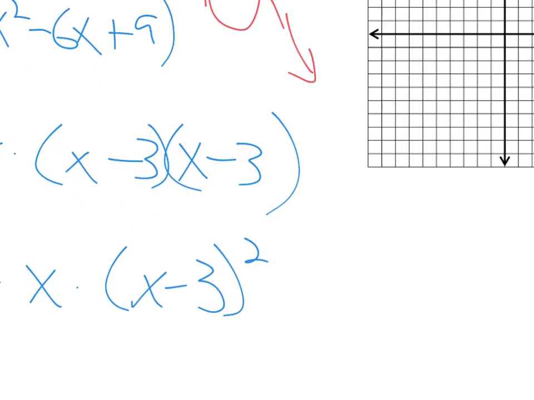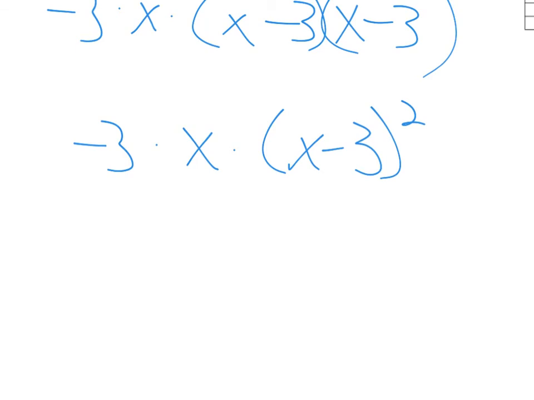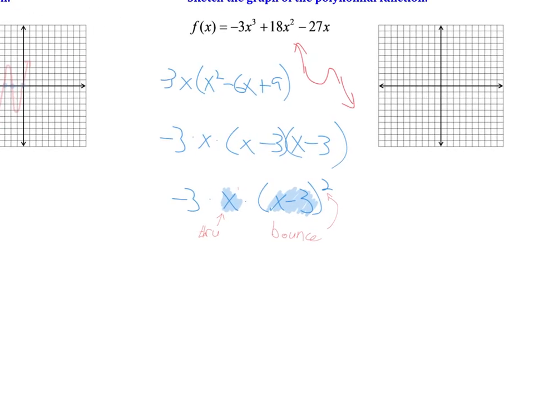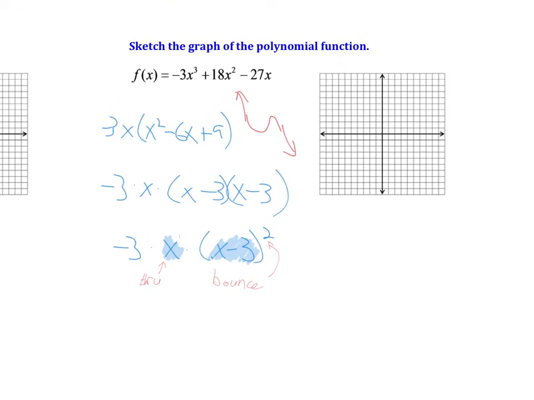So now graphically, what's going to happen is I'll have an x-intercept at 0 and at 3. At 0, my graph is going to go through because that just had a multiplicity of 1. And at 3, it's going to bounce off because I had a multiplicity of 2, an even multiplicity. So 0 and 3 are going to be my points on the x-axis.